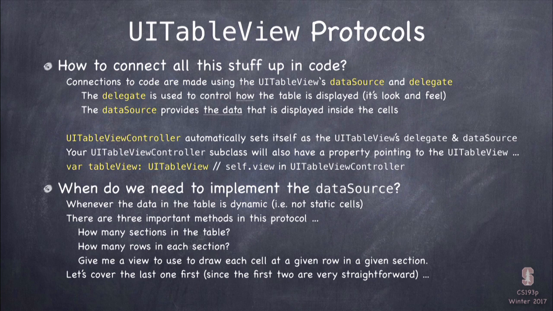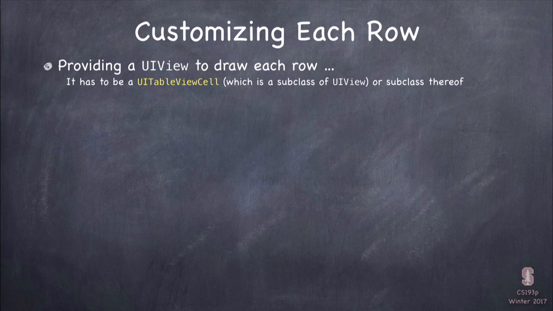Okay, so for each row that the table view wants to draw, it's going to ask you, okay, give me a UI table view cell now, because I'm going to draw this row. Okay, so that's how it works. That's fundamentally how this works. Now, all these methods are in the UI table view data source protocol. So let's look at the last one, the give me a UI table view cell, because it's the most complicated. The other ones are super, super simple.